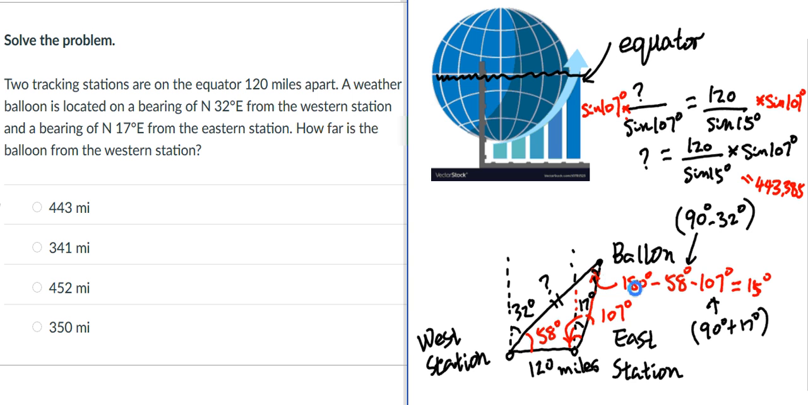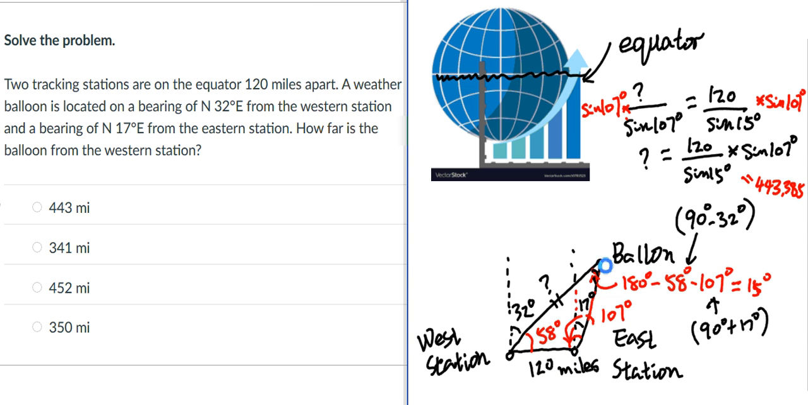Remember, the total angle is 180. That will be this angle: 180 minus 58, and then minus 107 is 15 degrees. So this angle is 15 degrees. Now, in this triangle, we have figured out the measure of every angle. And then we know the distance between the two stations. They are 120 miles apart.